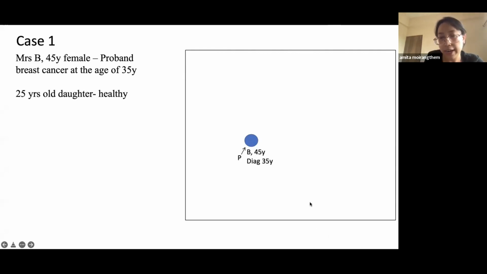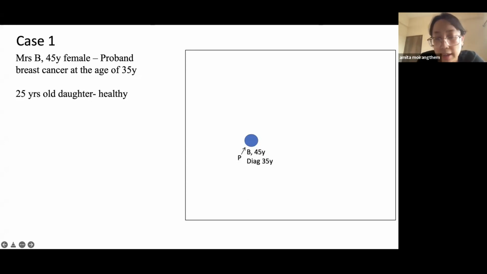On the right hand side of your screen, I will be helping you draw the pedigree. A circle means a female, and if it's shaded, it means there is some observable characteristic which is denoted by that particular color, which has to be explained in the legend given in the figure. So here we have B, age and diagnosis at what age, and this arrow with the P sign denotes that this is the proband, the index case.